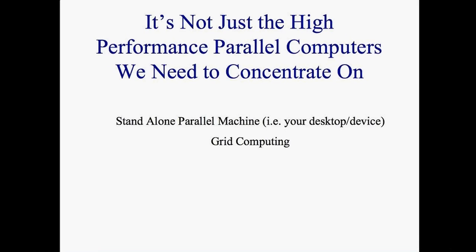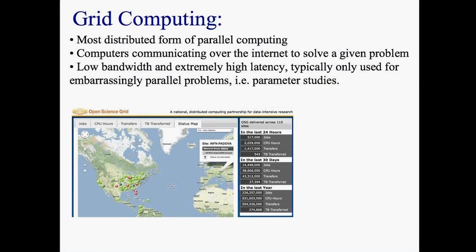Okay, the thing is, it's not just high-performance parallel computers that we have to concentrate on. As I say, your desktop computer is now a parallel machine. And also we've got something called grid computing, which is an incredibly powerful resource that we have available to us. Grid computing is basically the most distributed form of parallel computing. Basically, the computers are communicating over the internet. They're not in one single room with a high-speed switch between them. I can have a computer here talking to, say, something in Italy.